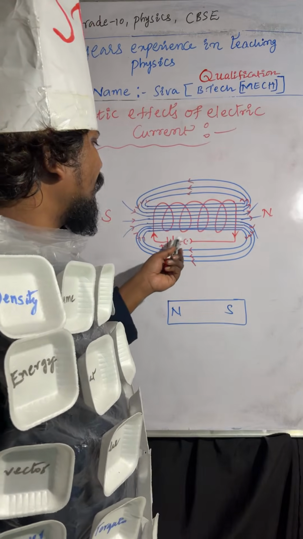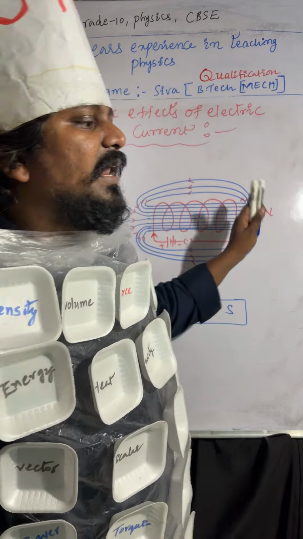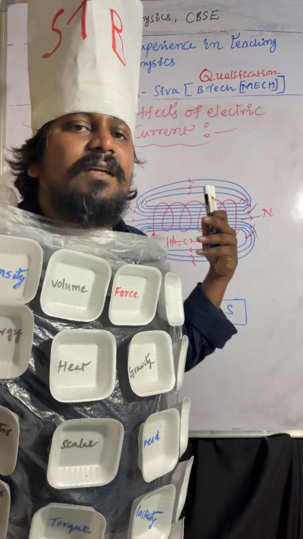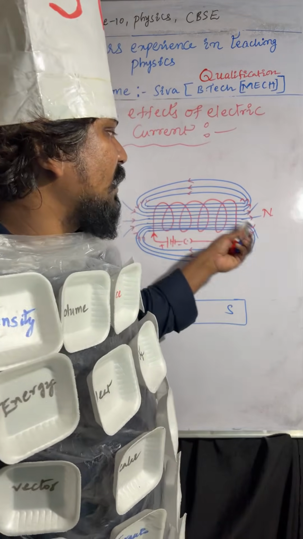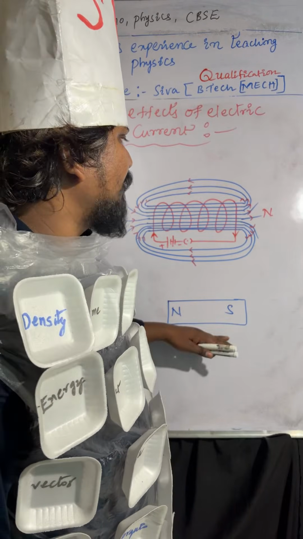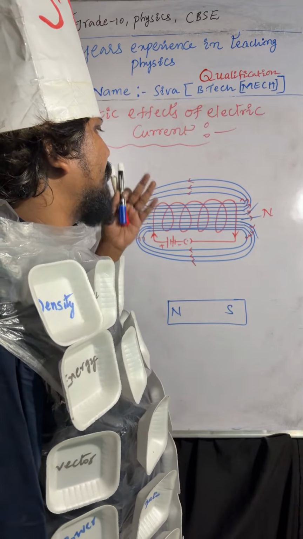So here current is moving like this. If you interchange the battery, the current will move like this. Then automatically the poles will interchange. So by battery polarity, the north pole and south pole can be interchanged. Here we cannot interchange. So these are fixed. Understood?